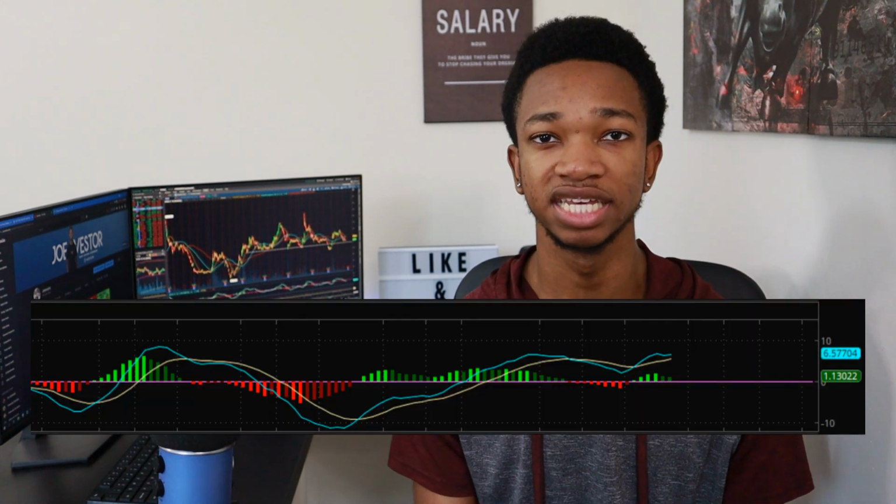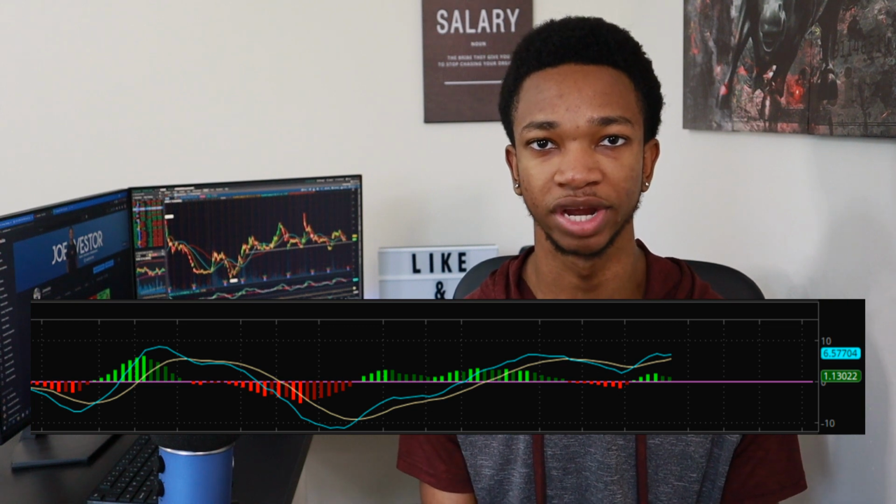If the stock is switching from buyers to sellers or even vice versa. So this can help you with trend changes in the market and determine whether or not you should be shorting the market or even buying up the market. Now, the MACD has two lines and some histograms.